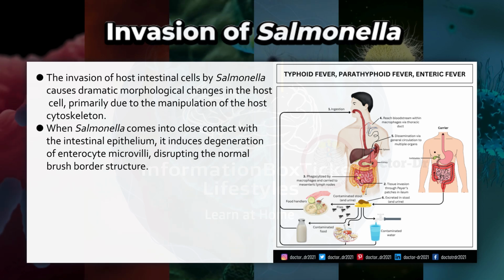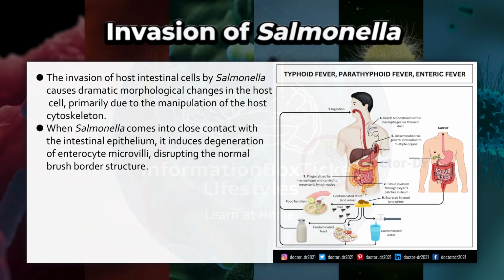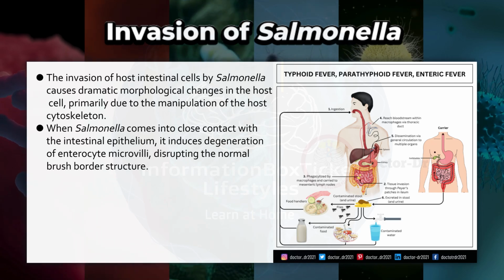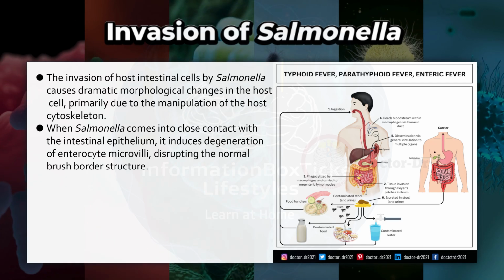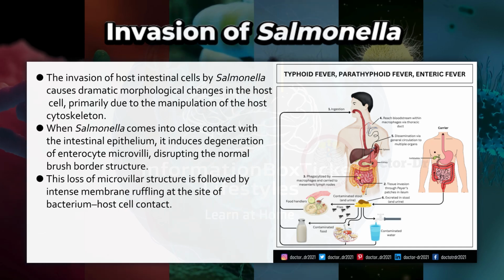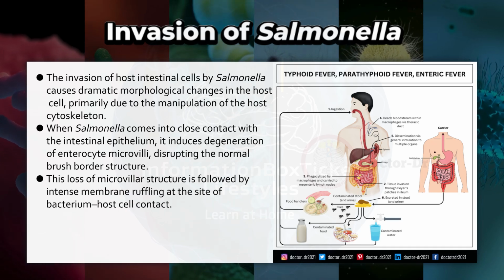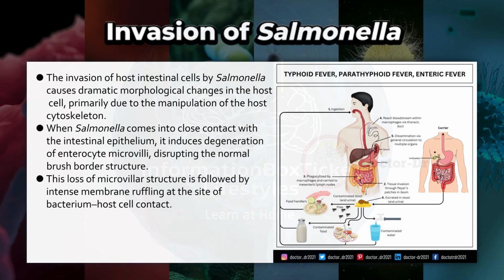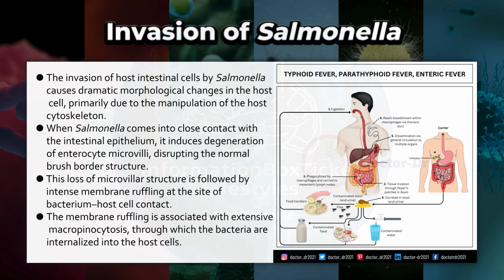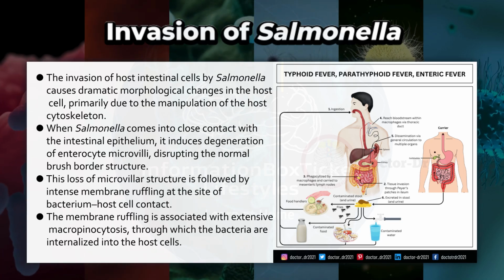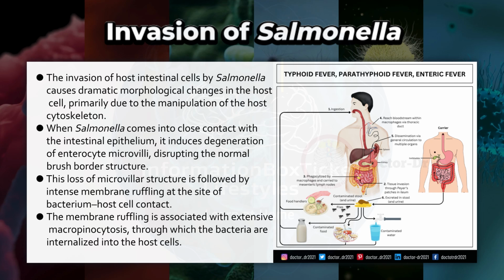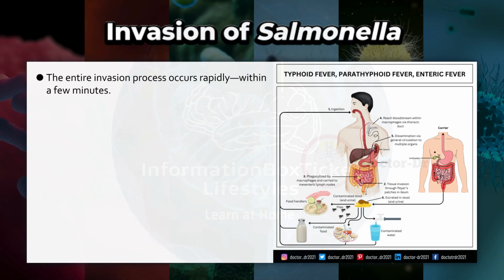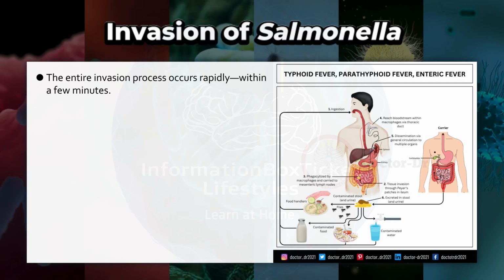When Salmonella comes into close contact with the intestinal epithelium, it induces degeneration of enterocyte microvilli, disrupting the normal brush border structure. This loss of microvillar structure is followed by intense membrane ruffling at the site of bacterium-host cell contact. The membrane ruffling is associated with extensive macropinocytosis, through which the bacteria are internalized into the host cells. The entire invasion process occurs rapidly, within a few minutes.